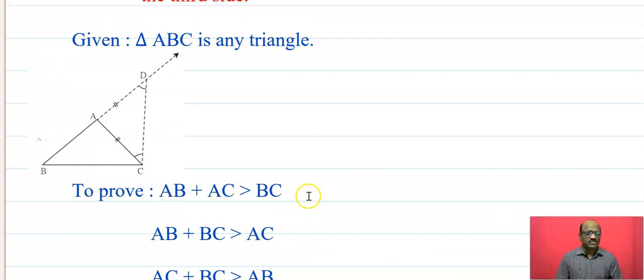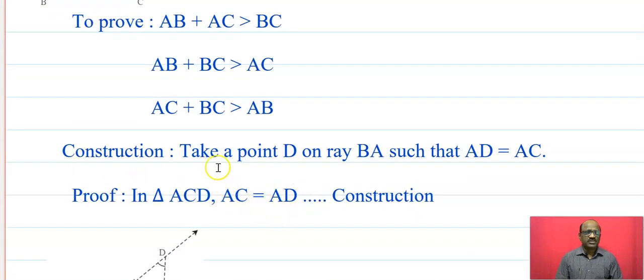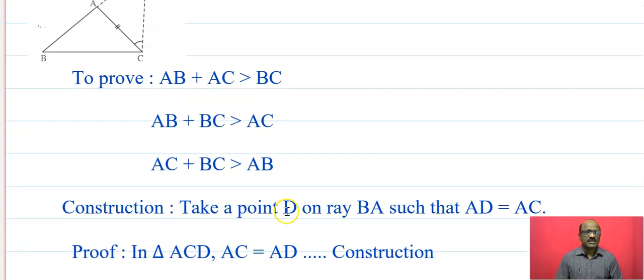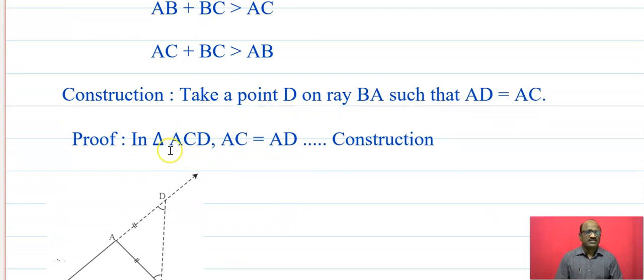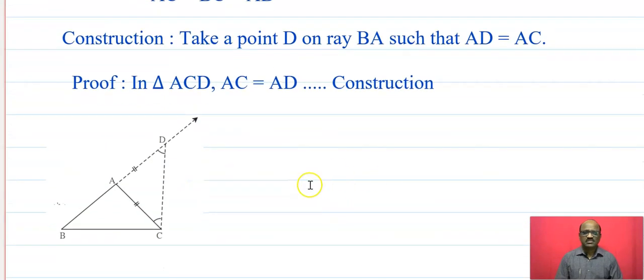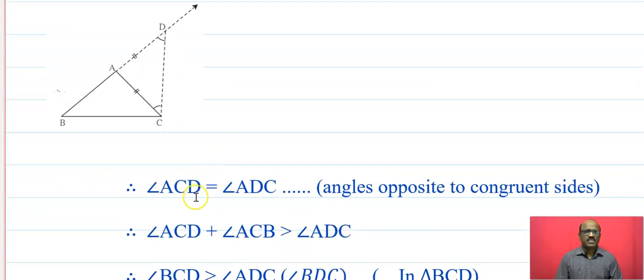Now we'll go through the first part, that is the construction. Take a point D on ray AB such that AD is equal to AC. Take the point D on AB extended such that AD is equal to AC. Therefore, you will get the triangle ACD. In the triangle ACD, what's happening? AC is equal to AD. This is our construction. AC is equal to AD.